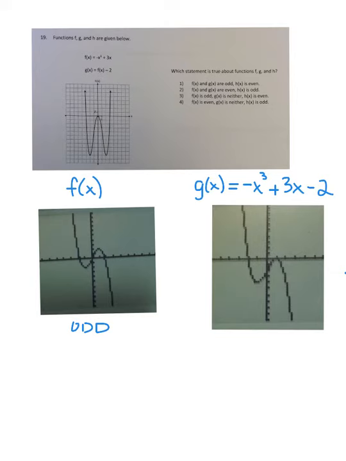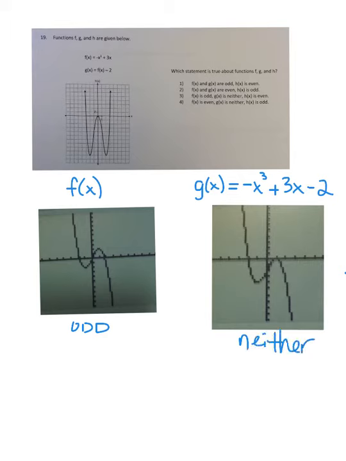And even means if you reflect over the y-axis, in other words, if I fold here, does the left side of my picture here match up with the right side of my picture? And no, it does not. So that means that it's not even. So if it's not odd and it's not even, then this is a neither.